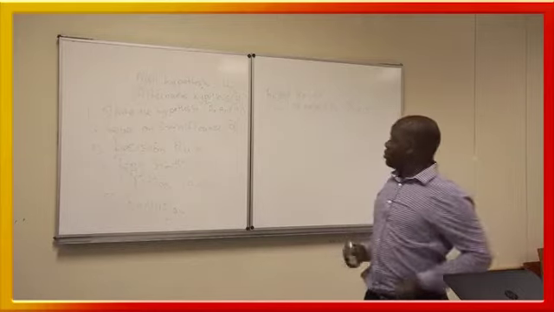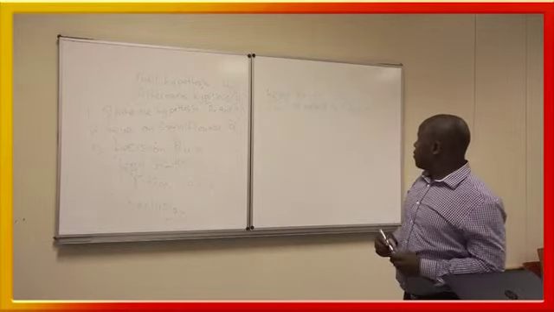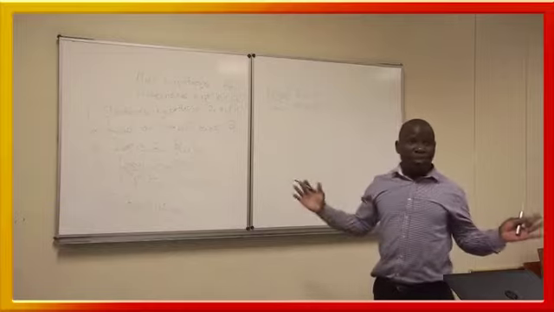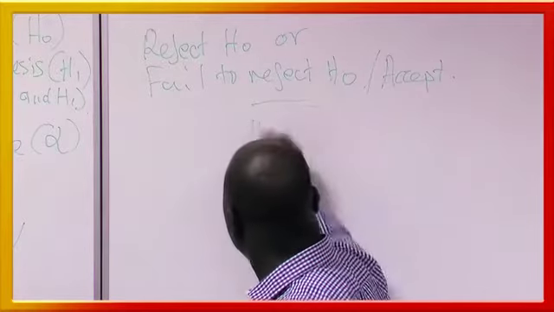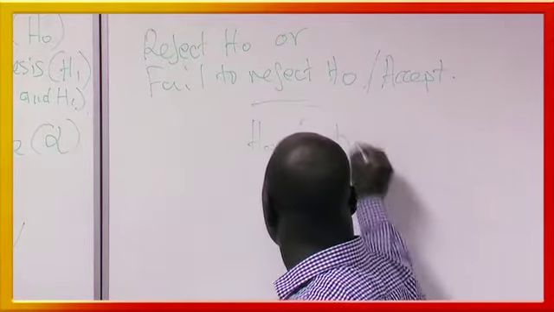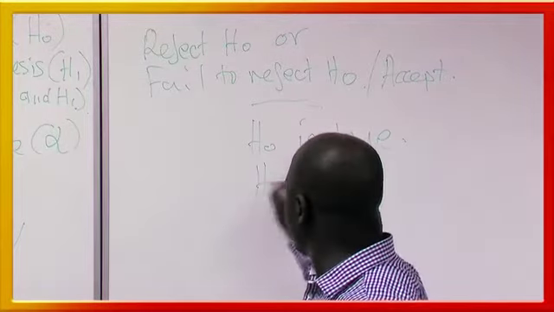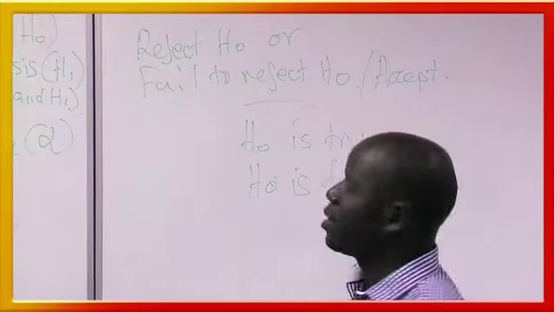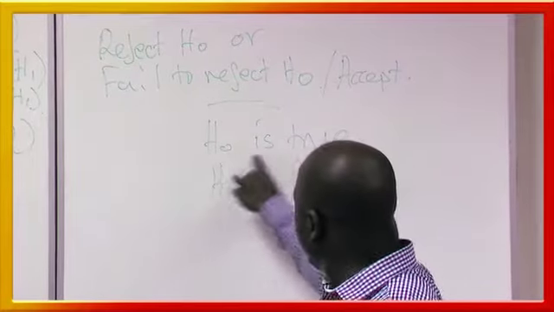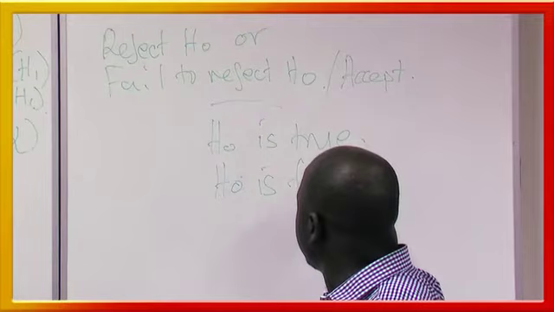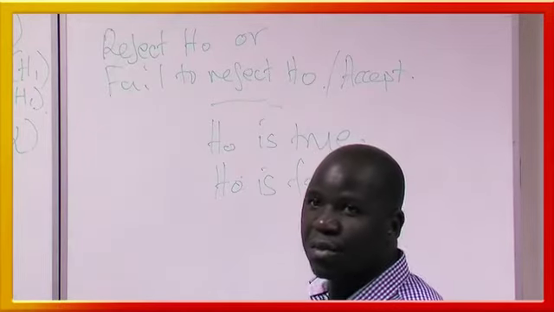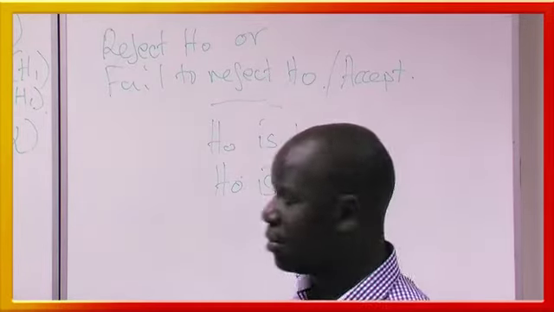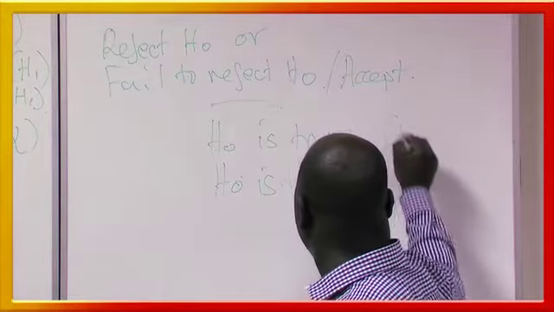Now, when you fail to reject H0, there are two possibilities. It's either H0 is true or H0 is false. Now, if you reject H0 when H0 is true, you commit an error. And that error is called type 1 error.